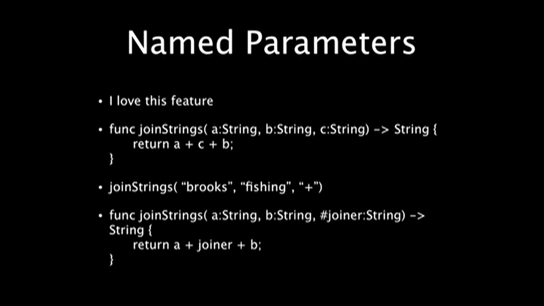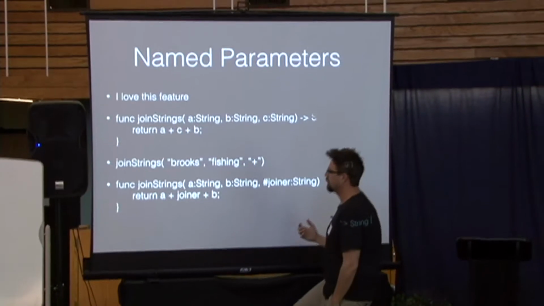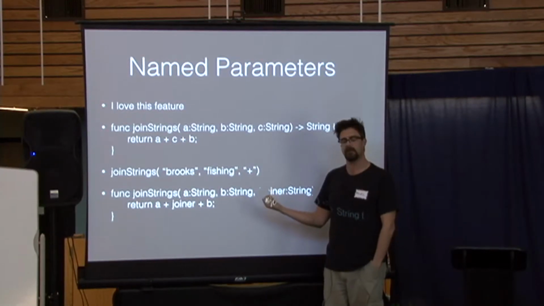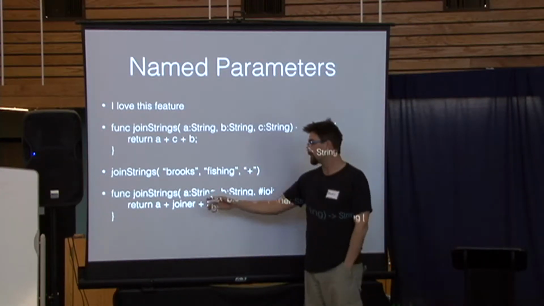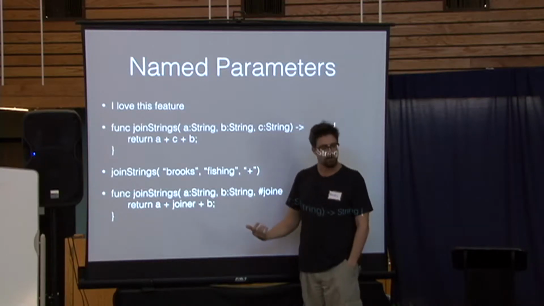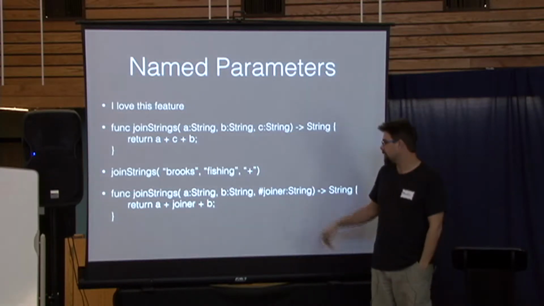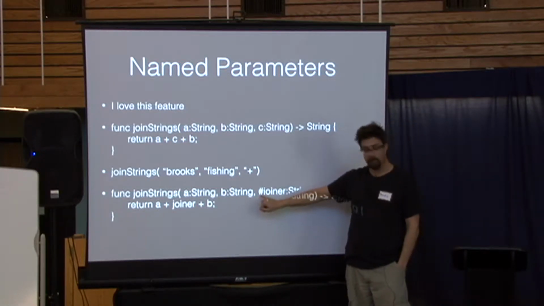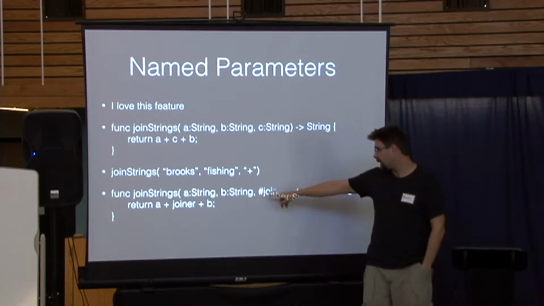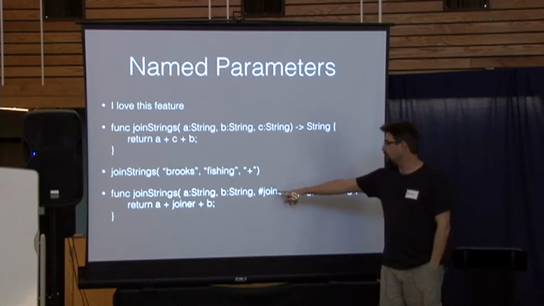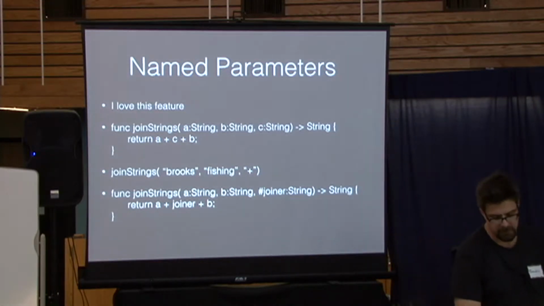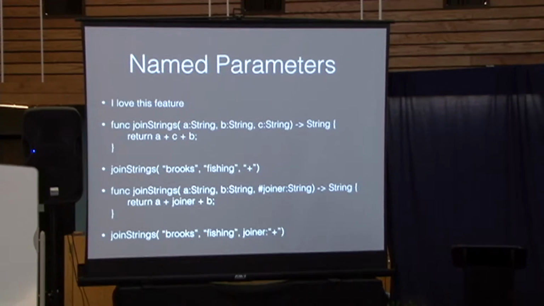So Swift gives us the ability to, rather than just pass in parameters to a method or to a function in order, give them a name, which still has to be in order, but now it's a lot more clear what's happening. So if I change this declaration, and if I add a pound sign in front of joiner, now when I call this method, I have to include the word joiner before the last param.